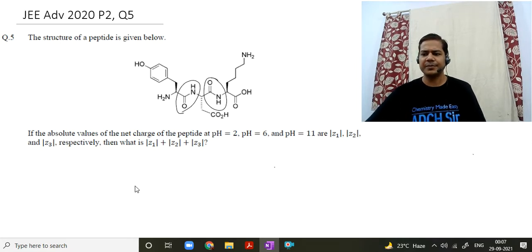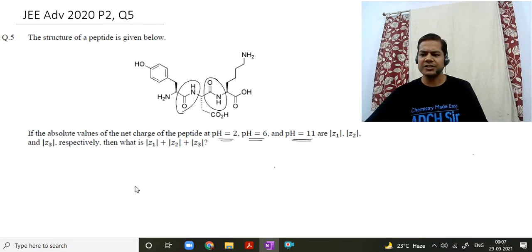The structure of the peptide is given and we have to calculate the absolute value of charge, the magnitude of charge on this peptide at different pH. At pH equal to 2 we have to find the charge. At pH equal to 6 we have to find the total charge on this peptide, and at pH equal to 11 we have to find the total charge on the peptide, and we have to add the charges at each of these pH and mark our answer. It's an integer type question, so we have to mark our answer as an integer.